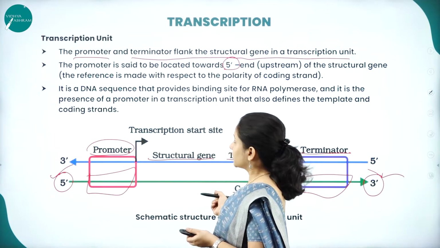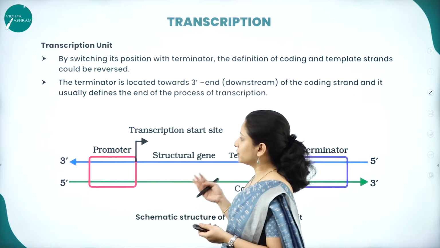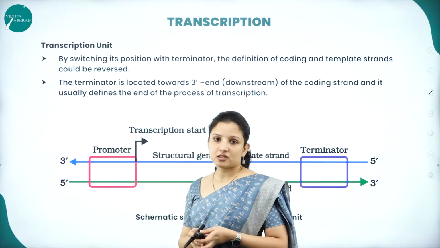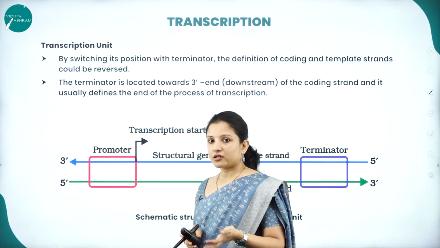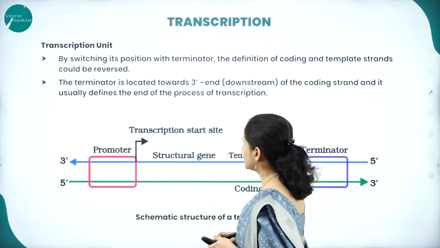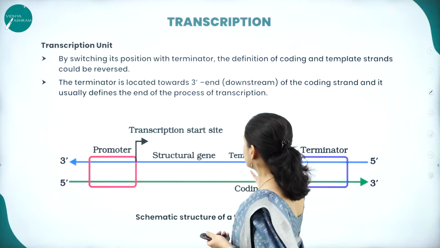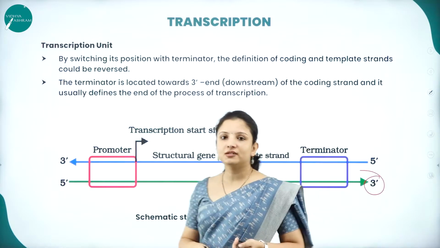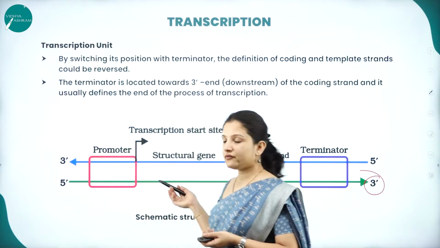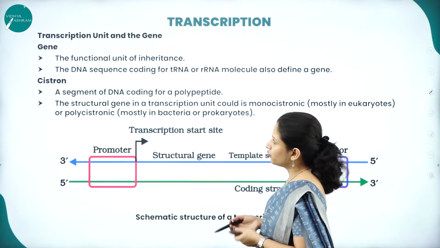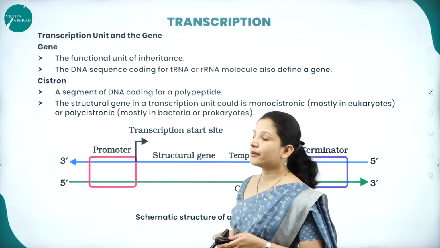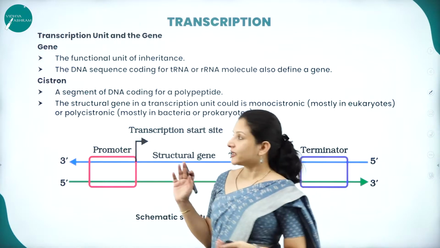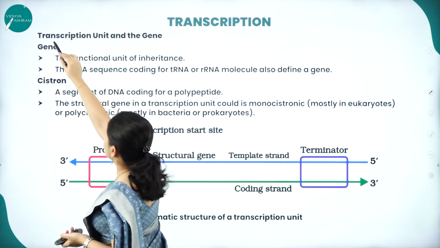So this is about the transcription unit. Moving further, by switching its position with the terminator, the transcription can be reversed in some of the organisms, and the terminator is usually, as I told you, located towards the 3' end, that is, towards the downstream. So all that I have explained to you. Moving further, we shall study the transcription unit and the gene.